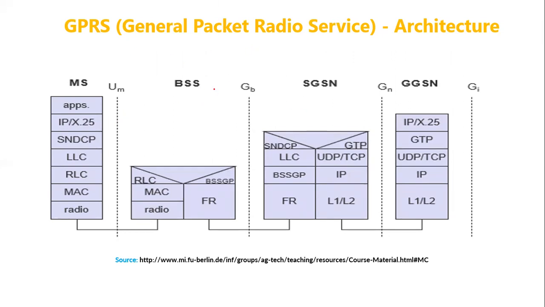So basically this diagram shows the protocol architecture of GPRS. In the MS, these are the various layers: radio, MAC, RLC (radio link control), LLC (logical link control), SNDCP (subnetwork dependent convergence protocol), IP or X.25, and other applications. And these are the layers in the BSS. In the BSS we have BSSGP, which is the base station subsystem GPRS protocol, and these are the layers in the SGSN. And these are the layers in the GGSN.